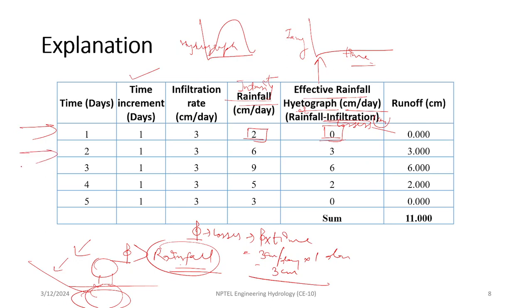Now in the second case, you can compute in a similar way. Are you getting this value? Try to check this. For the runoff, we are simply multiplying by the time increment. Like 1 day is given, so we are multiplying for all the column values. So check and tell me whether we are getting up to this. 11 centimeters should be coming.